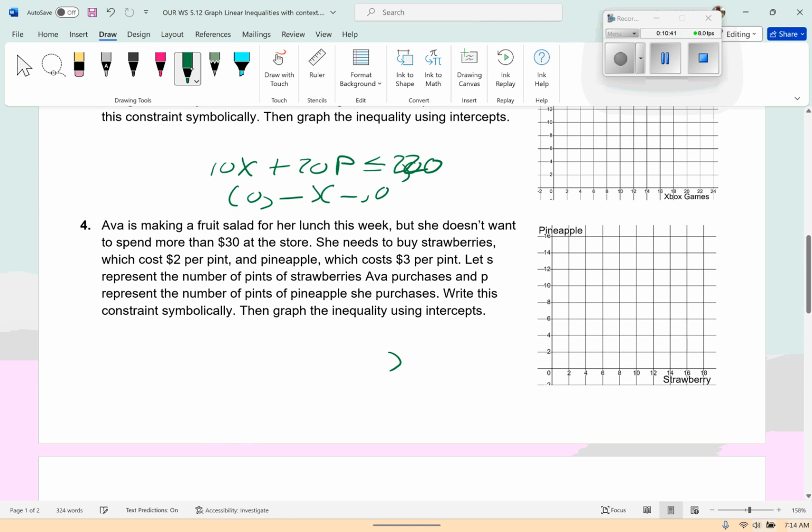And then this one says Ava is making fruit salad for her lunch this week, but she doesn't want to spend more than $30. She needs to buy strawberries, which cost $2 per pint, and pineapple, which costs $3 per pint. Okay, so she has $2 strawberries plus $3 pineapple, and she doesn't want to spend any more than $30. So again, this is a cover method. See if you can graph that and shade the appropriate region.